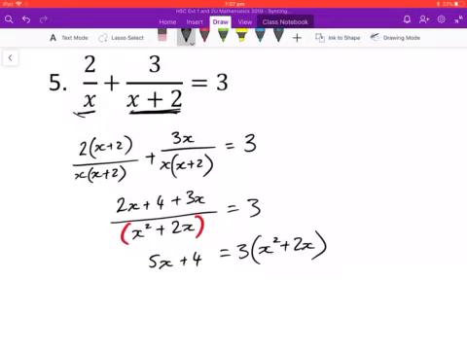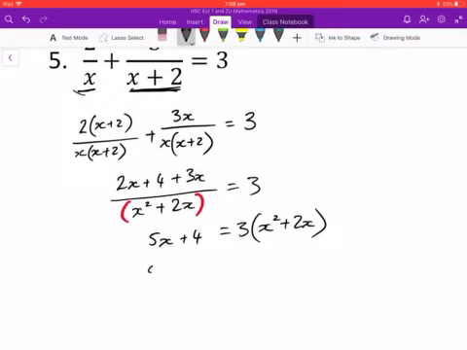Now, you notice I'm using a lot of brackets because I hate to see people make errors in expansion. So you need to take care. It doesn't take any longer to do, just take an extra step. Make sure you put it in brackets, get the signs correct, get the expansions correct. All right. 5x plus 4 is equal to 3x squared plus 6x. Move everything over. We're going to get 0 is equal to 3x squared plus x minus 4.